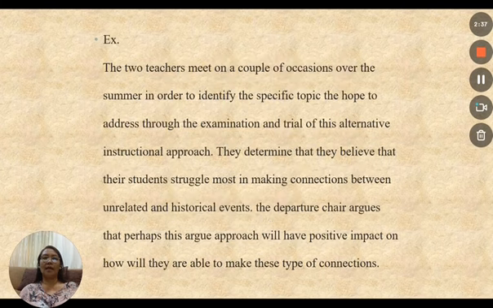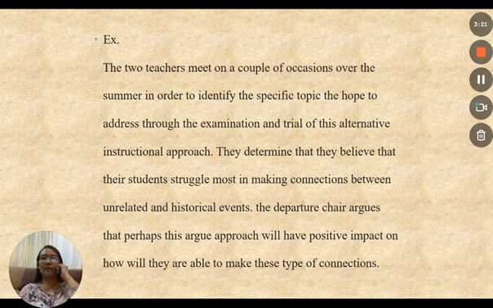Then we have the second example. The two teachers meet on a couple of occasions over the summer in order to identify the specific topic they hope to address through the examination and trial of this alternative instructional approach. They determine that they believe their students struggle most in making connections between unrelated historical events. The department chair argues that perhaps this approach will have a positive impact on how well they are able to make this type of connection.